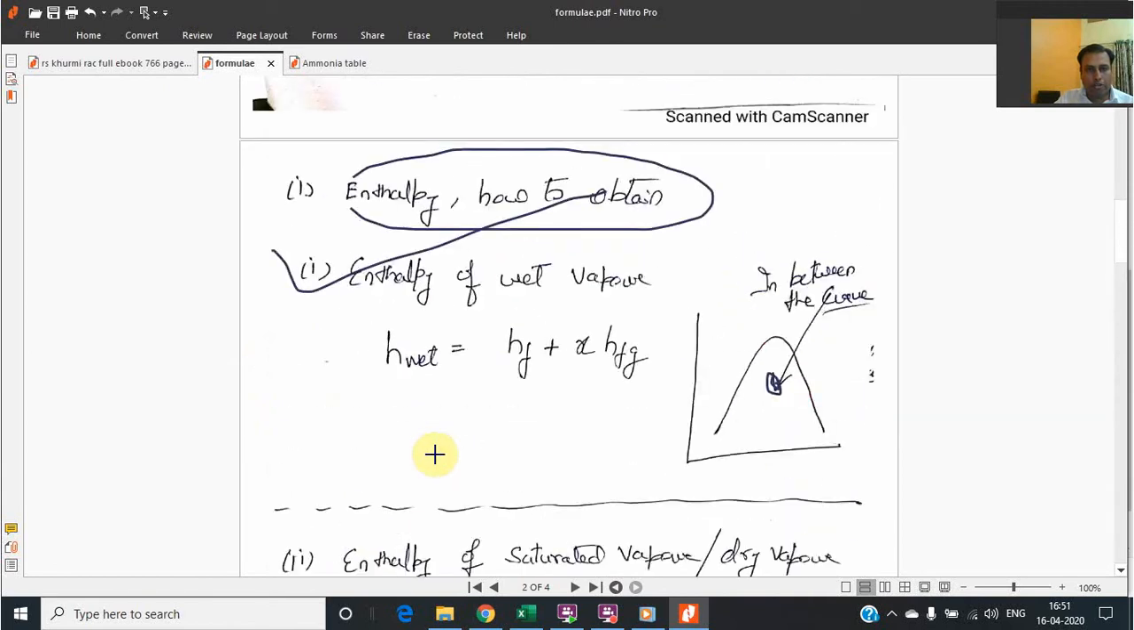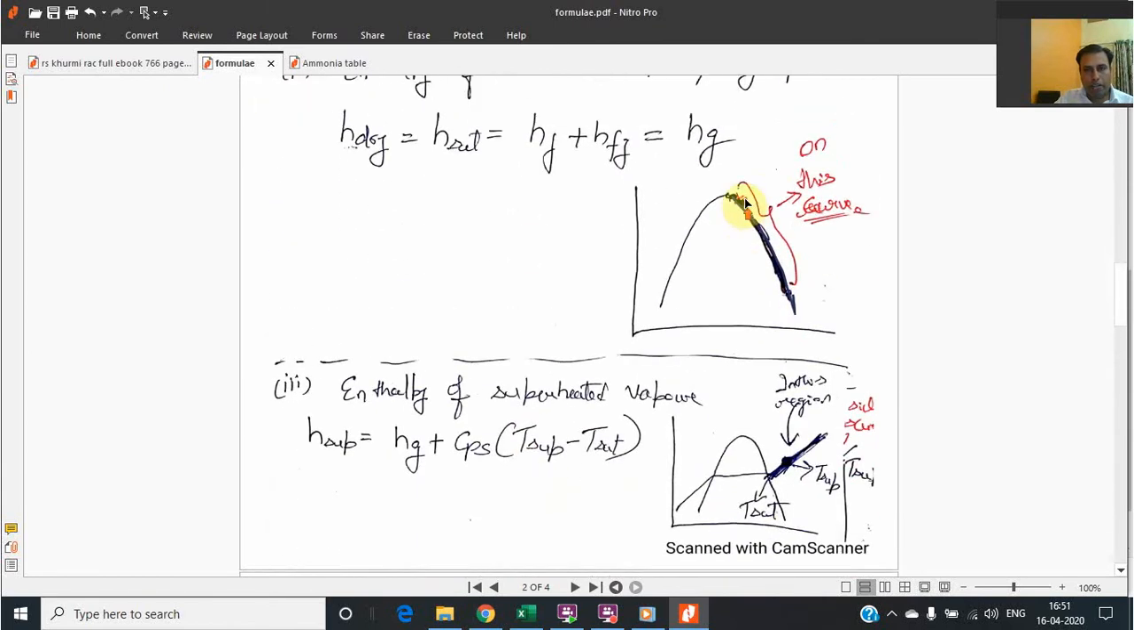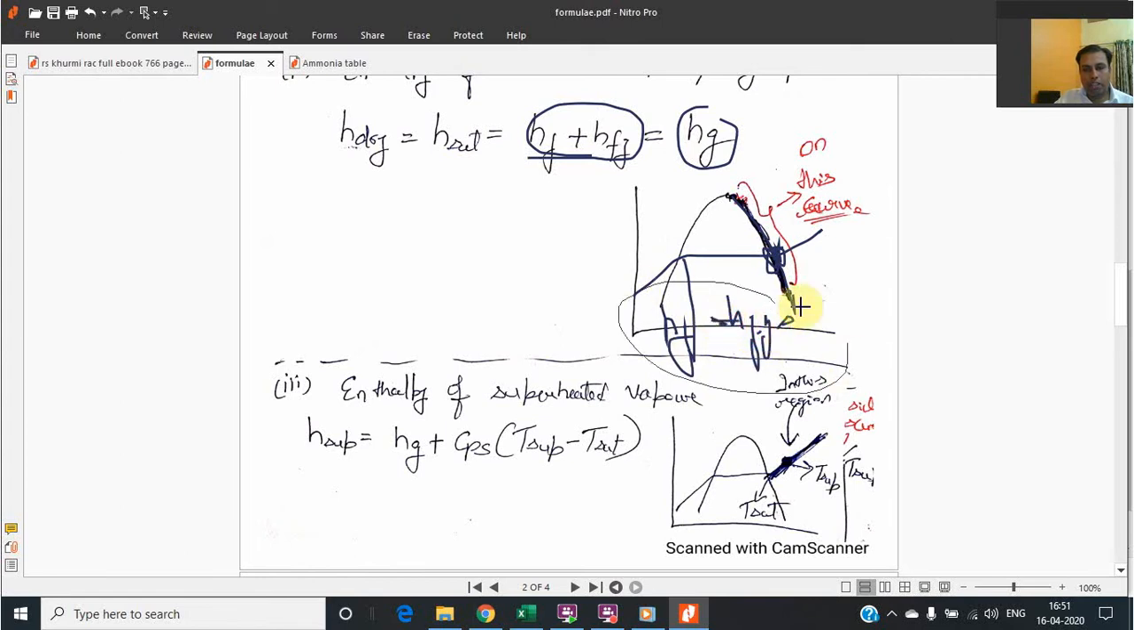We are going through the enthalpy. If the point is on the curve, then the formula will be HF plus HFG, that is HG. Then we have to take complete HF, complete HFG, and add both the things. Then only we will get the enthalpy over here.